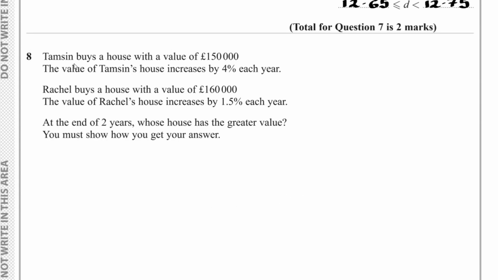Question number 8. Tasmin buys a house with a value of £150,000. The value of Tasmin's house increases by 4% each year. Rachel buys a house with a value of £160,000. The value of Rachel's house is increased by 1.5% each year. At the end of 2 years, whose house has the greater value? You must show how you get your answer.